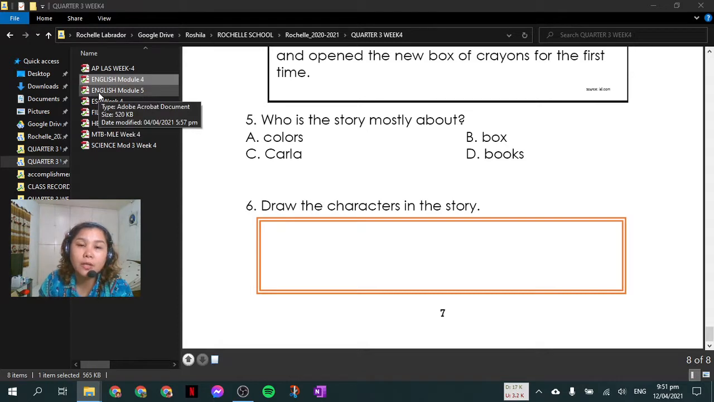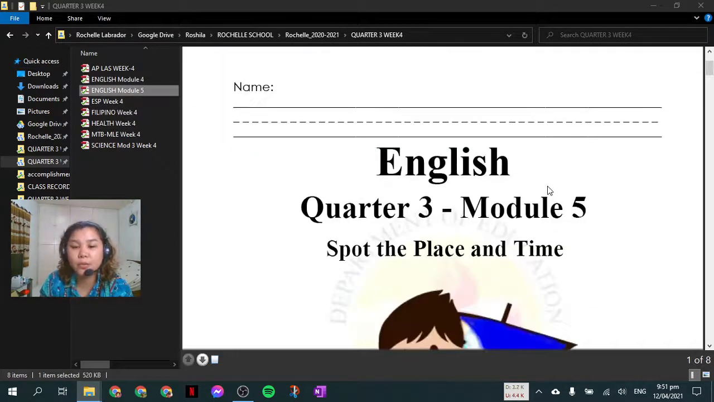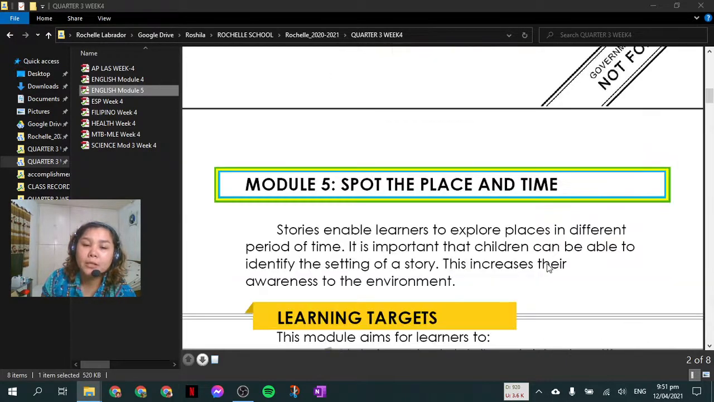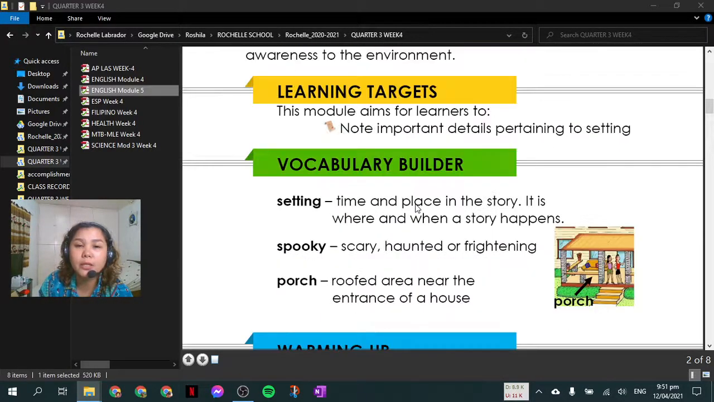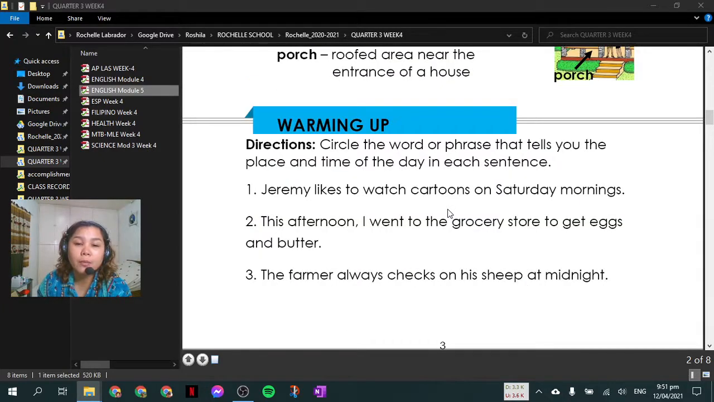And then, in relation to that, module 5 has a connection. This is about the place and time of the story. So, previously it was about the characters, now it is about the place and time the story happened. Again, it starts with an introduction, objectives, and vocabulary, but this time with the vocabulary, you don't have to answer anything. You just read the words and what they mean. Warming up: circle the word or phrase that tells you the place and time. So for each item, for each sentence, there are two ideas that you have to answer.